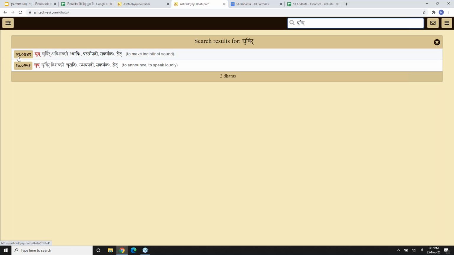There is a ghusha dhatu in the bhvadigana, which is ghushir avishabdane. And there is a ghusha dhatu in the churadi gana, which is exactly opposite meaning. Ghushir vishabdane. So one is avishabdane and other is vishabdane. So two completely different meanings are there. Let's understand these meanings first and then we will go to the sutram.